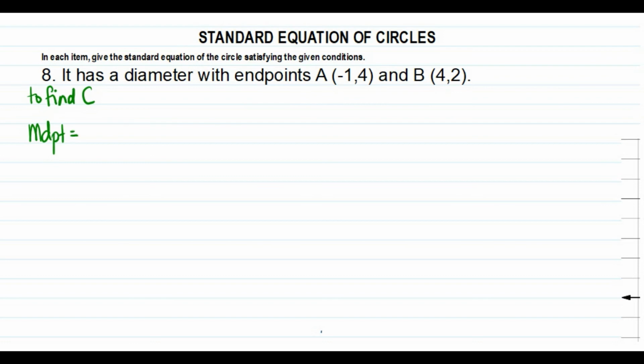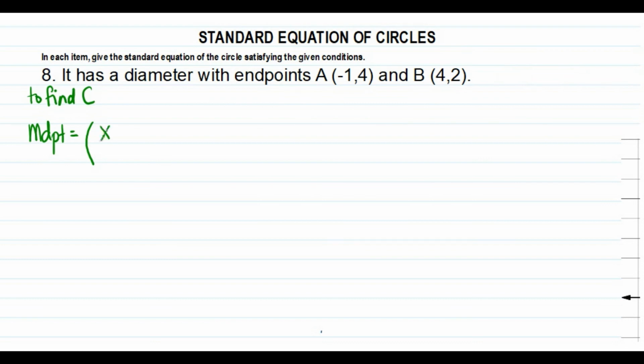Midpoint formula goes like this. Kasi hahatiin natin. Ito yung both endpoints, ito yung center. Hanapin natin yung kalahati para makuha natin yung center ng line. Kaya gagamitan natin siya ng midpoint formula. Let's continue. The midpoint formula goes like this.